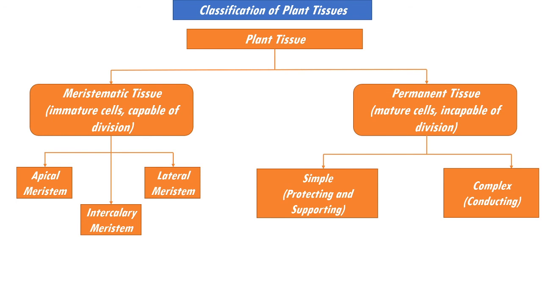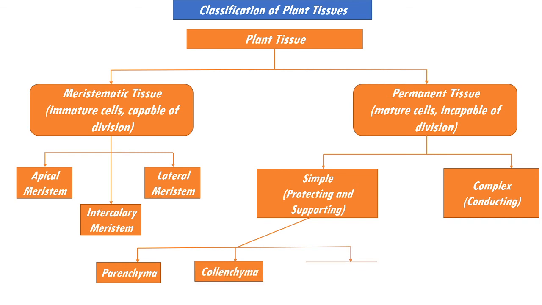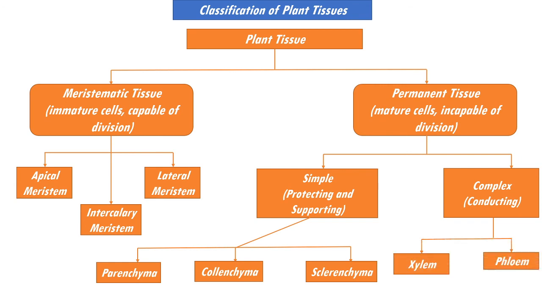Protective tissues and supporting tissues are collectively called simple tissues, and conducting tissue is known as complex tissue. Three most important types of supporting tissues are parenchyma, collenchyma, and sclerenchyma. Conducting tissues are of two types, xylem and phloem.